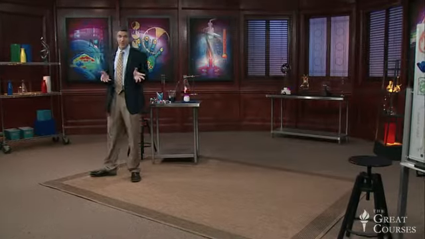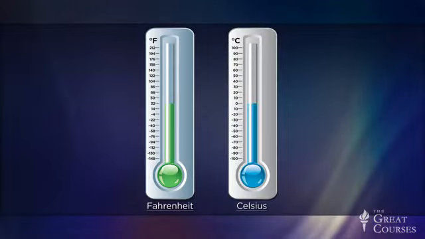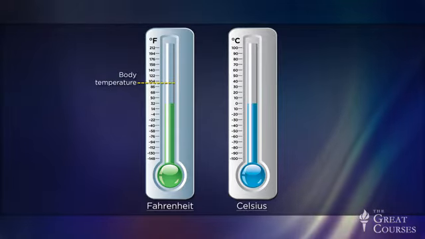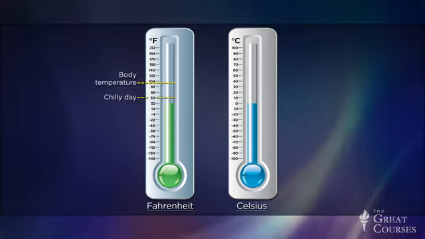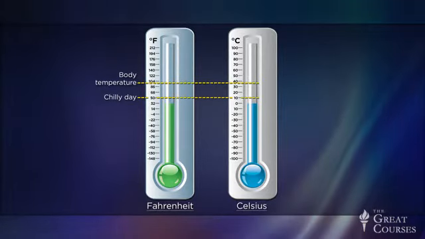Now, as I mentioned, in the US, okay, I suppose I should also include the Cayman Islands and the Bahamas, we're all used to the Fahrenheit scale. So when we take our body temperature, a reading of 98.6 is normal, and a chilly day would be around 50 degrees. For the rest of the world, since they're used to the Celsius scale, a normal body temperature is 37 degrees, and that same chilly day would be around 10 degrees.